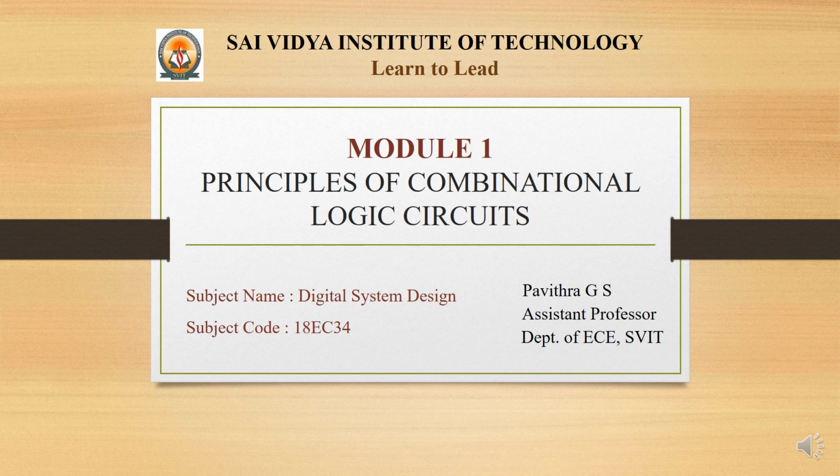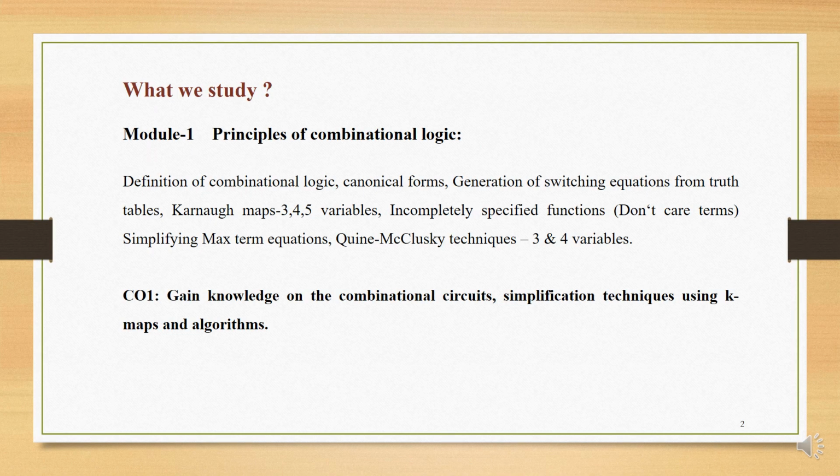Subject code is 18EC34. We are going to start with Module 1, Principles of Combinational Logic Circuits. We see what we learn in this Module 1. We learn the definition of combinational logic circuit, the different types of canonical forms, how to generate the Boolean expressions from truth tables, and simplifying the Boolean expressions using K-maps for 3 variable, 4 variable, 5 variable Boolean functions, including the don't care terms, that is incompletely specified functions.